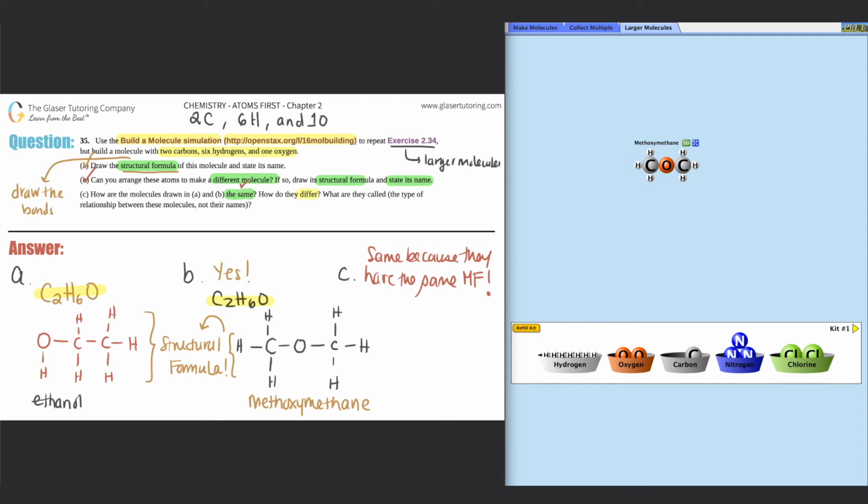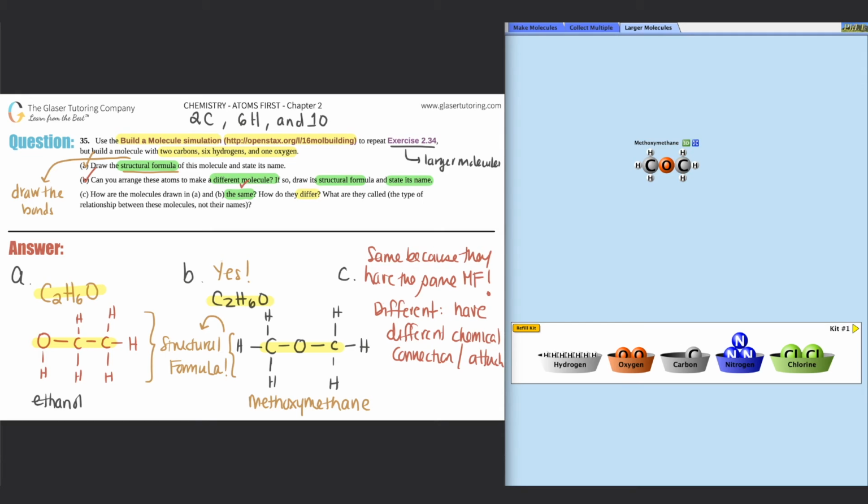But then how do they differ? They are different because what? Look at the actual compound. They have actually different connections. This one was O, O, C, C. But the B, methoxymethane, is COC, and then with the hydrogens. So we can say they're different because they have different chemical connections. Connections, you could say attachments, right? The structure is different. The structure looks different, and that's how they're different.